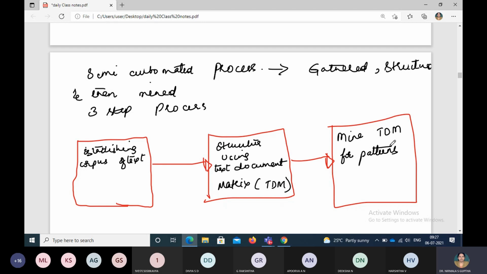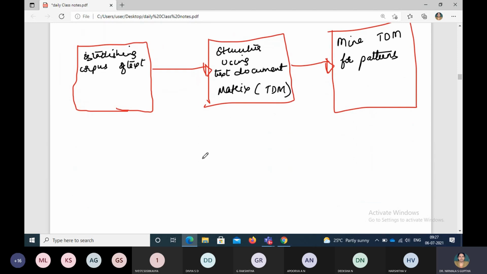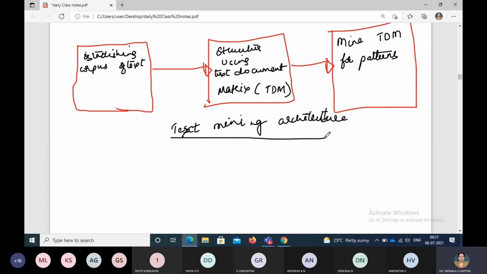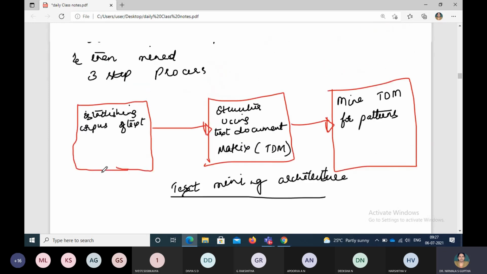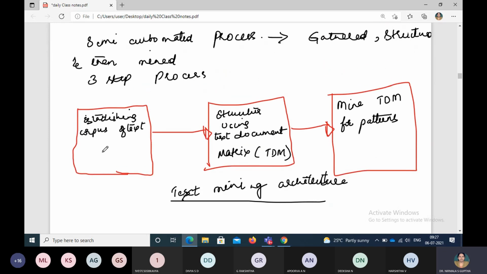Now let us discuss these 3 steps a little bit more elaborately. So this is about the architecture. I'm sorry, I have not drawn it very neatly with scaling measurements and all. So this is our text mining architecture.